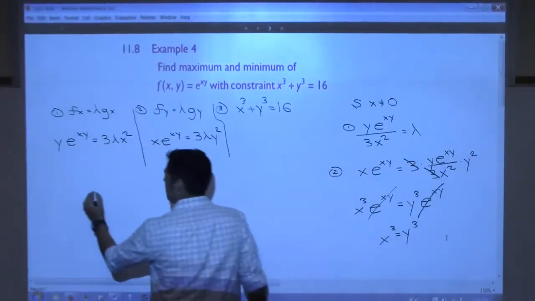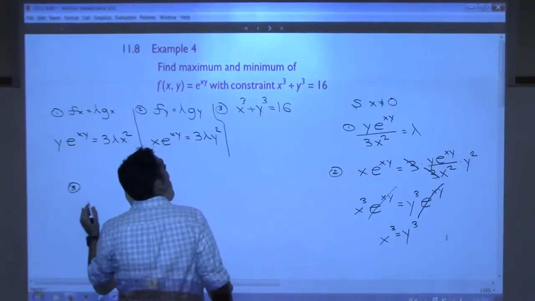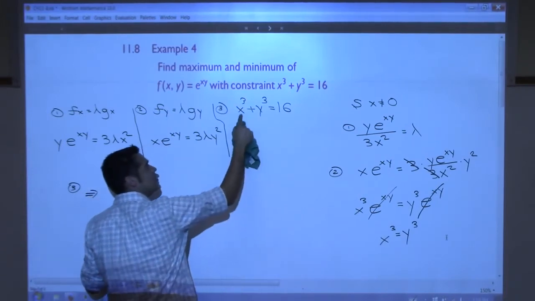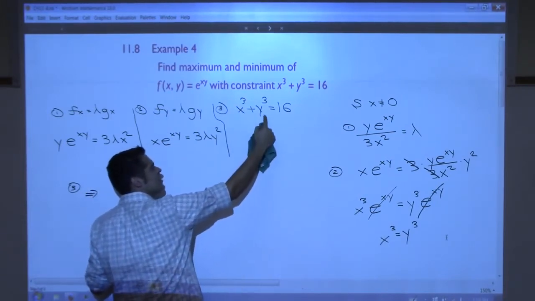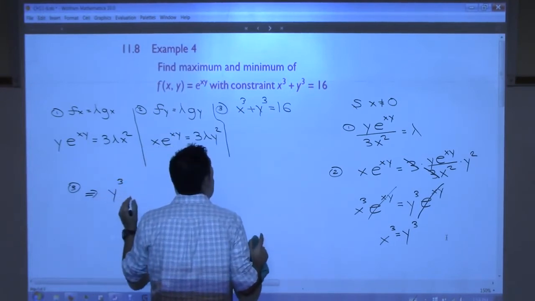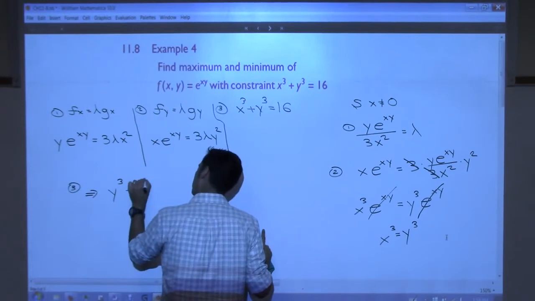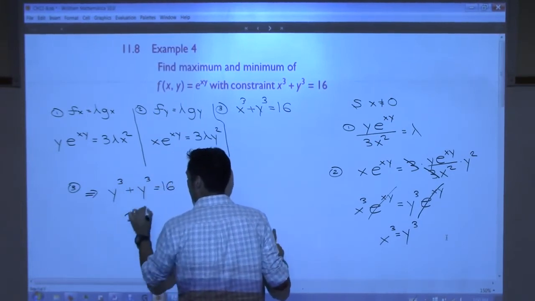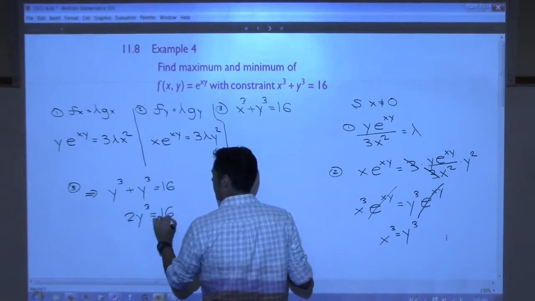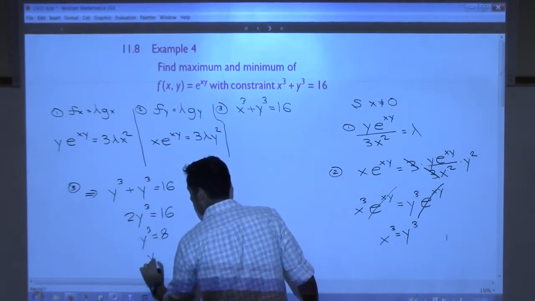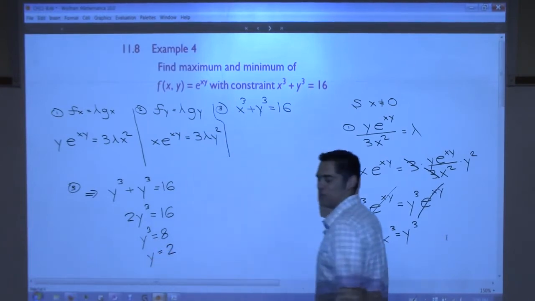In the third equation, that would imply that... which one do you want to replace? You want to replace that with y cubed, or this with x cubed? Doesn't matter, right? So I'll replace x cubed with y cubed. Oh, look how nice this is going to be. 2y cubed equals 16, which means y cubed is 8, which means y is 2, not plus or minus, right? Just 2?